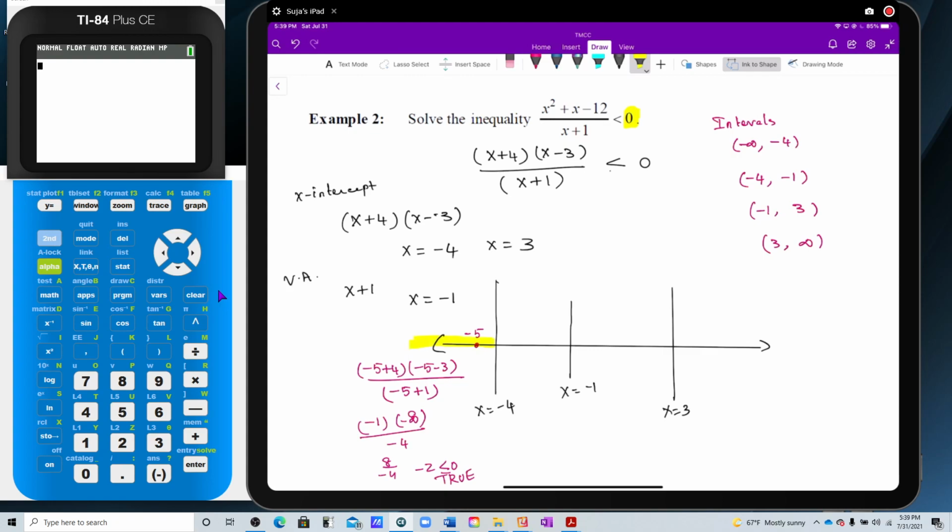Keep in mind here it's just less than, so I cannot include any of these numbers. These numbers are not included. Now repeat the same thing for the next piece, where you pick a test point. I would say x equals negative 2. So I'll have negative 2 plus 4, negative 2 minus 3, over negative 2 plus 1. Negative 2 plus 4 is 2. This would be negative 5 over negative 1. So this would be 2 times negative 5, which is negative 10, over negative 1, which is 10. This cannot be less than 0, so that piece cannot be in the answer.